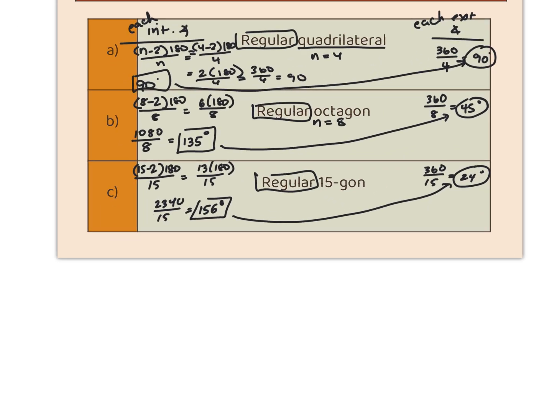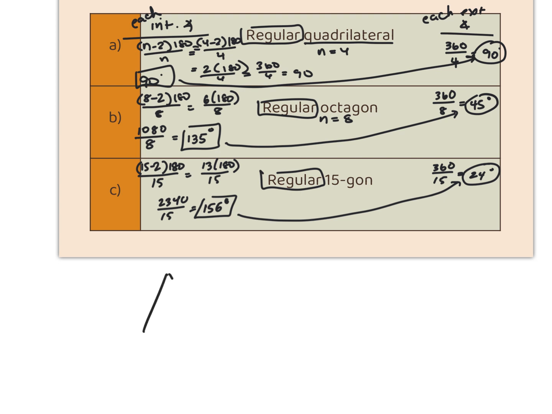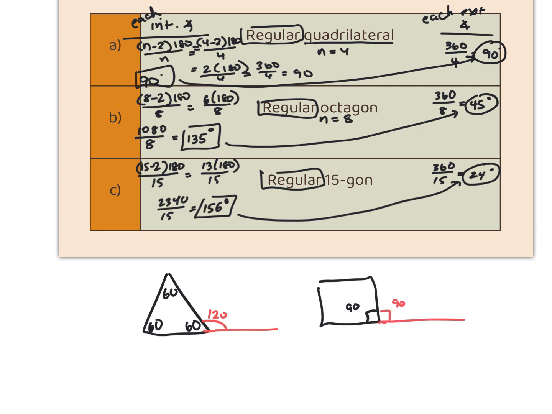So again, let's kind of think about that. Notice if I have a triangle here, and I know my interiors are 60, 60, and 60, if I extend this out, I know this piece here is 120, and 60 and 120 equals 180 degrees. If I have that regular square where I know this is 90 degrees, if I extend this out, I know this piece is also 90 degrees. So interior and exterior are both 90.